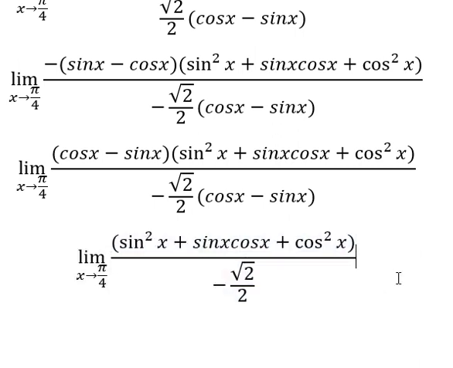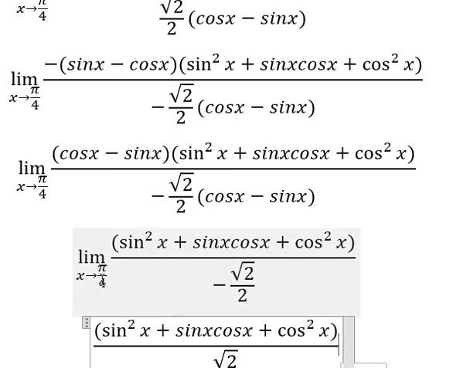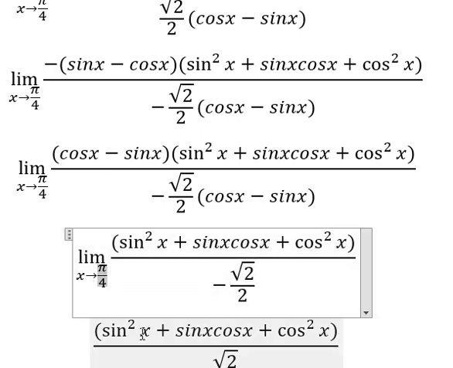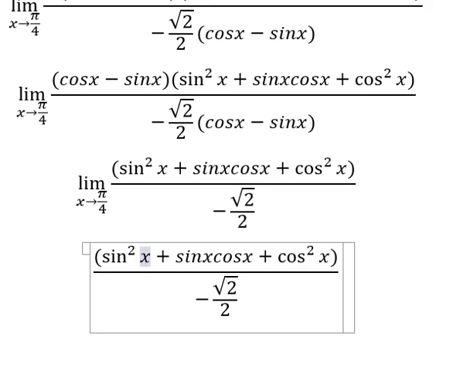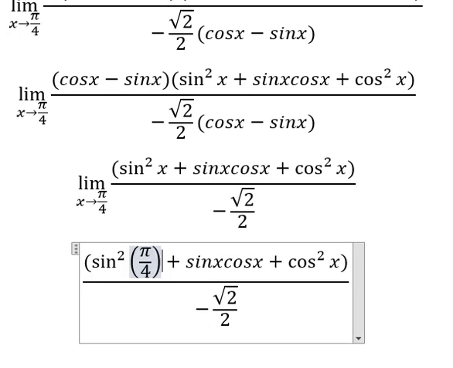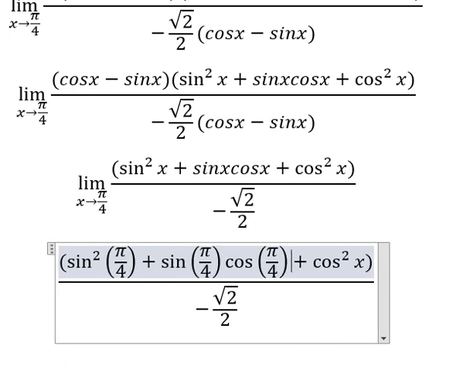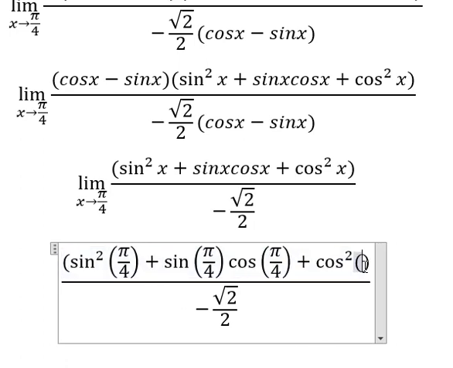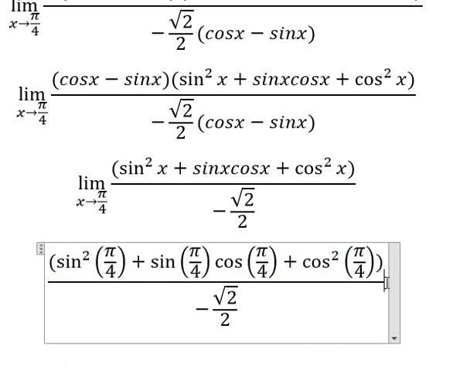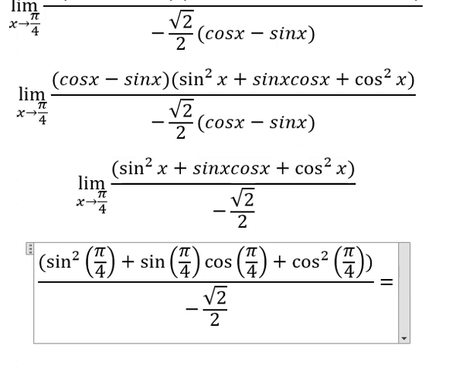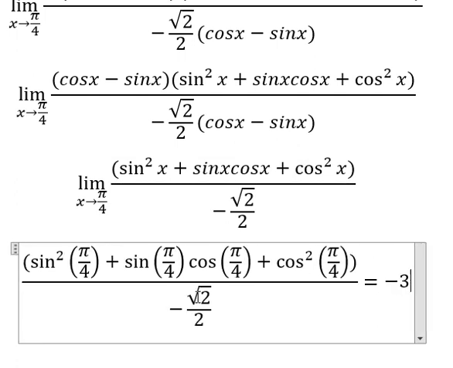Next, I will put b over 4 go in here. And this one, we have negative number 3 with the square root of number 2 over number 2.